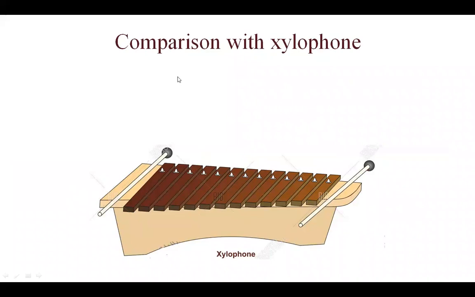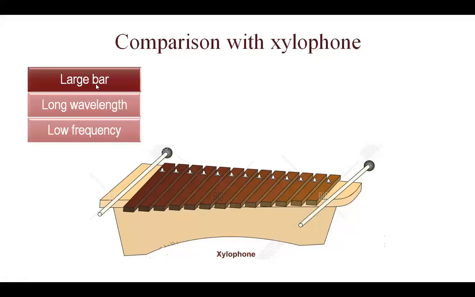We can understand it by comparison with a xylophone. In the xylophone, you see there are different bars which vary in size and height. The basilar membrane can be compared to this. Here is a small bar, and this is the longer bar.